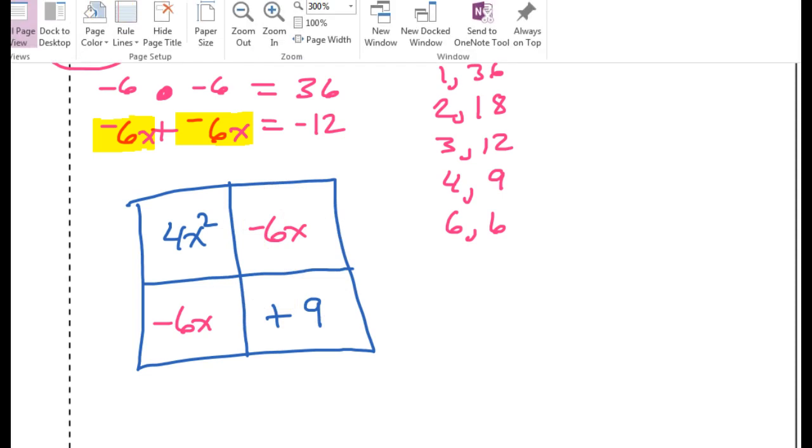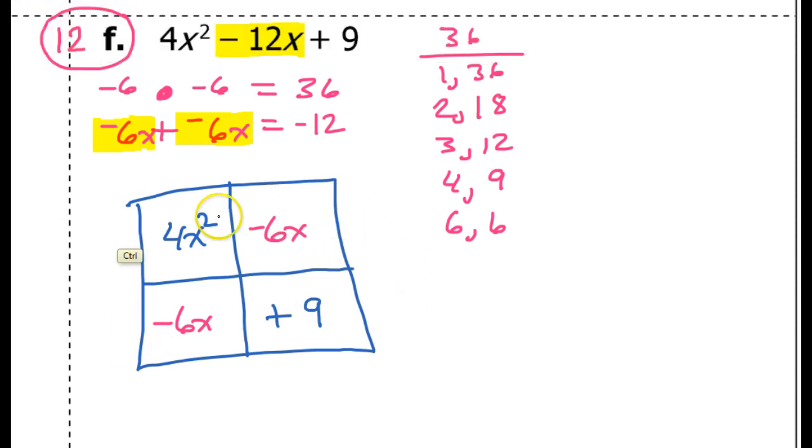Now we do the GCF. The GCF of the top row is 2x. The GCF of the bottom row is negative 3. Notice I call it negative 3 because the first term is negative. Similarly, the GCF of the first column is 2x. And the GCF of the final column is again negative 3. Again, because the first term is negative, it has to be a negative GCF.